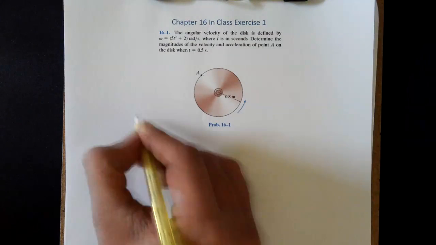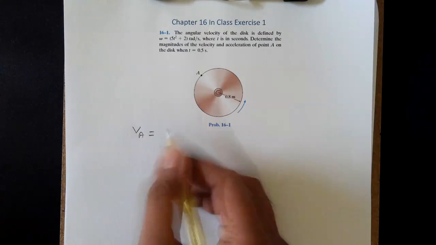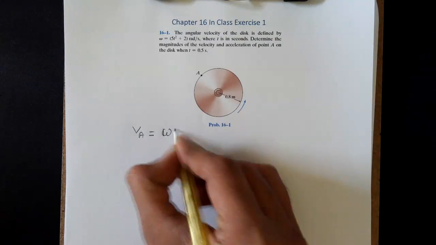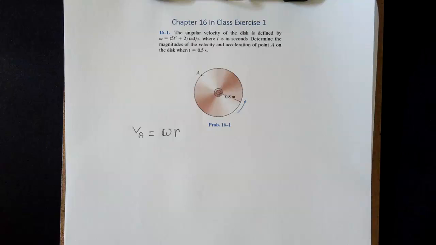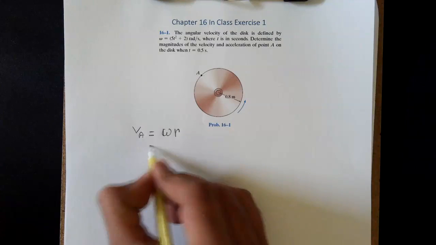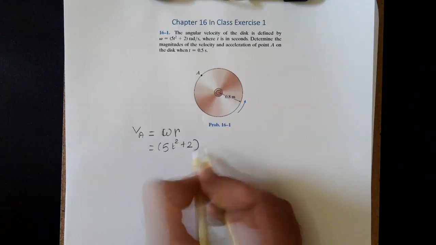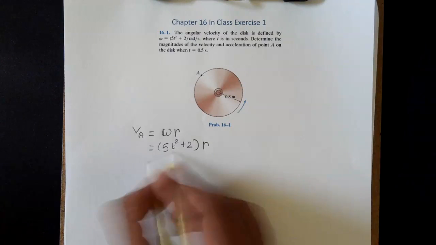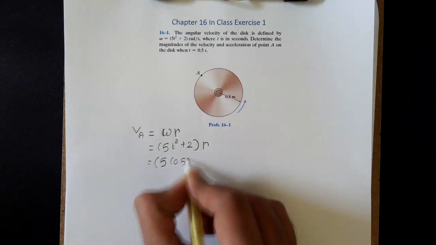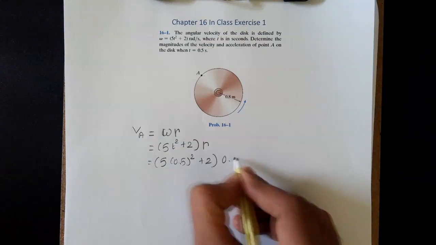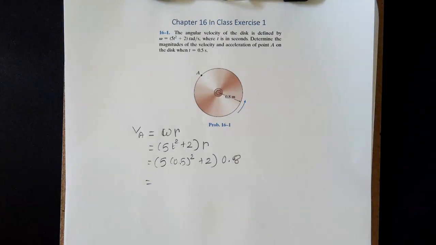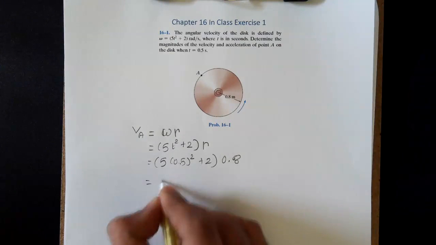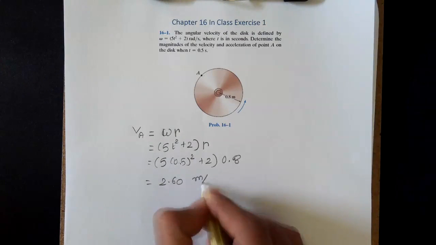Now, from the equations, we know that the velocity of point A can be calculated by multiplying angular velocity with the distance vector from the center of rotation to point A. So we know that the angular velocity is a function of time. So this is 5t square plus 2 multiplied by r. Now the value of r for this problem is 0.8 meters and we need to calculate the velocity at 0.5 seconds. So if you substitute t equal to 0.5 seconds and r equal to 0.8 in this equation, we can calculate the velocity of point A, which is 2.60, and the unit for this velocity is meters per second.